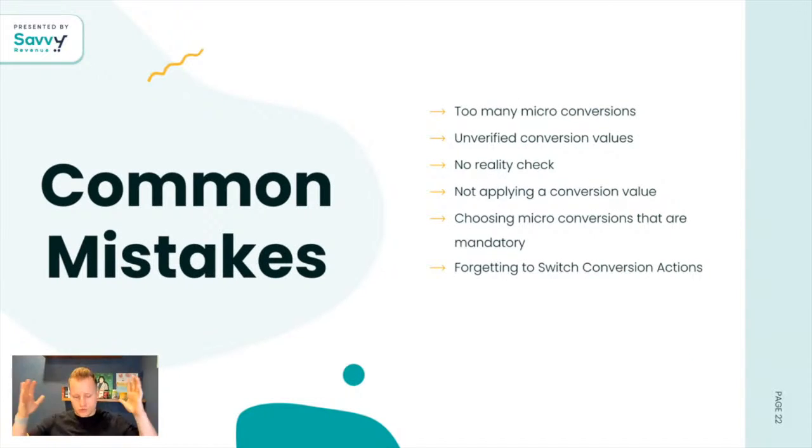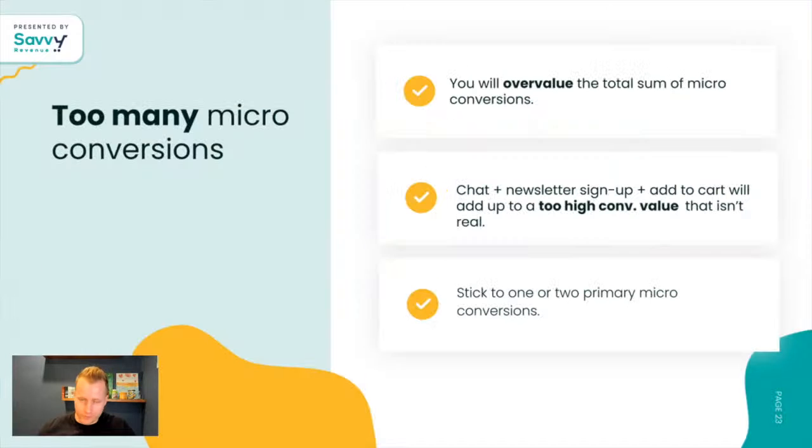So, jumping into some more practical steps with micro conversions, common mistakes. We'll go through these, there are too many. They're unverified, there's no reality check. You're not applying a conversion value. You're choosing micro conversions that are mandatory, like the user has to do them when they get to the site. Or you forget to switch conversion actions.